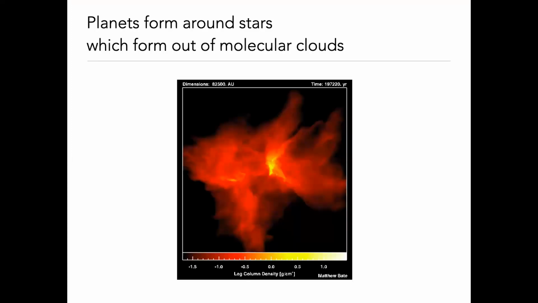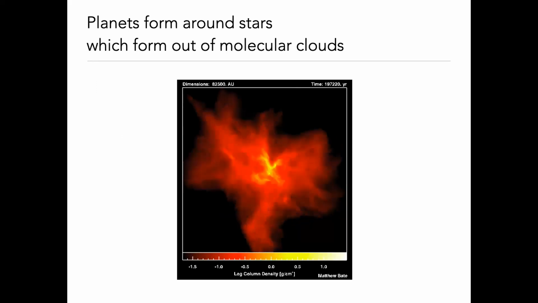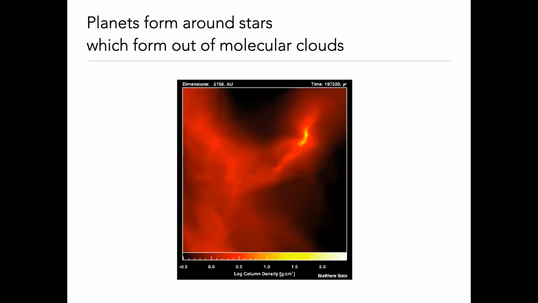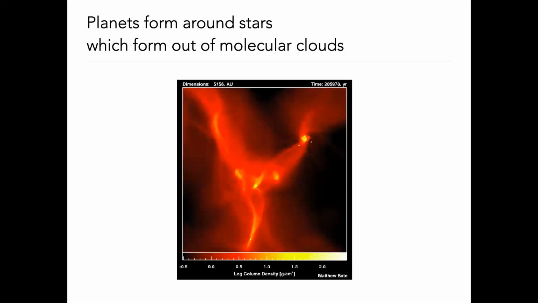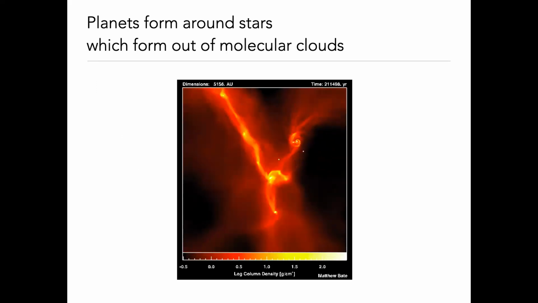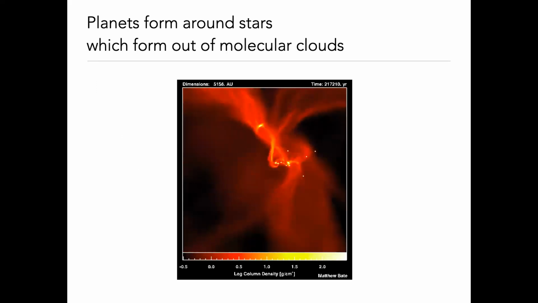So to start off at the very beginning, just to set the scene a little bit, what you're seeing here is a simulation of a molecular cloud. It's rotating, it's collapsing. What you're seeing is a star forming environment. So all these little dots that you see are stars that are forming.